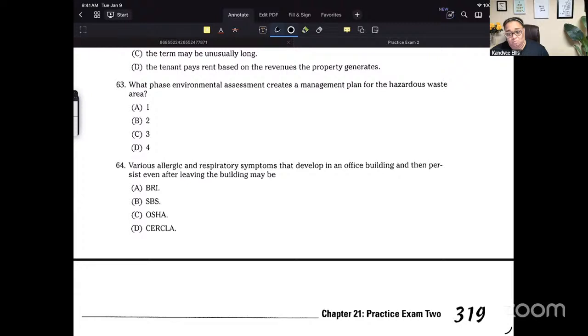So in short, phase one, identify potential issues. Phase two, confirm if contamination is there. Phase three, create and implement the management or remediation plan. Phase four, if used, ongoing monitoring after the cleanup. Hope that helps. Let me know if you need any more details.